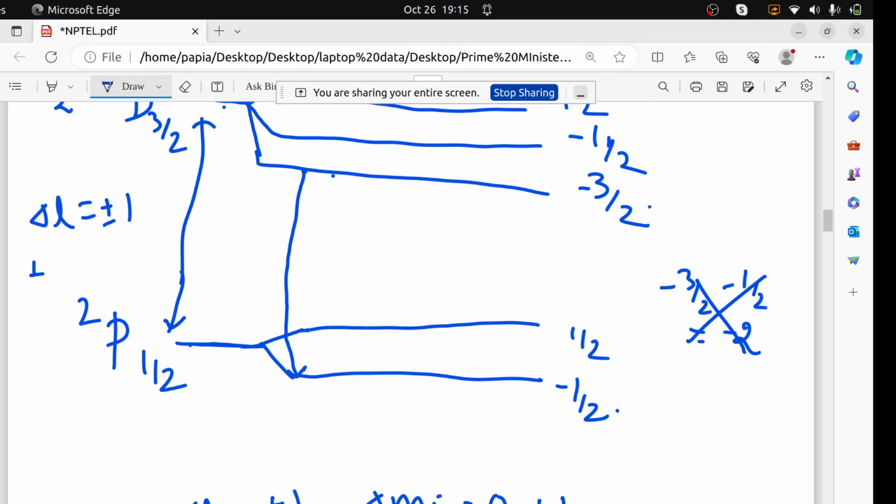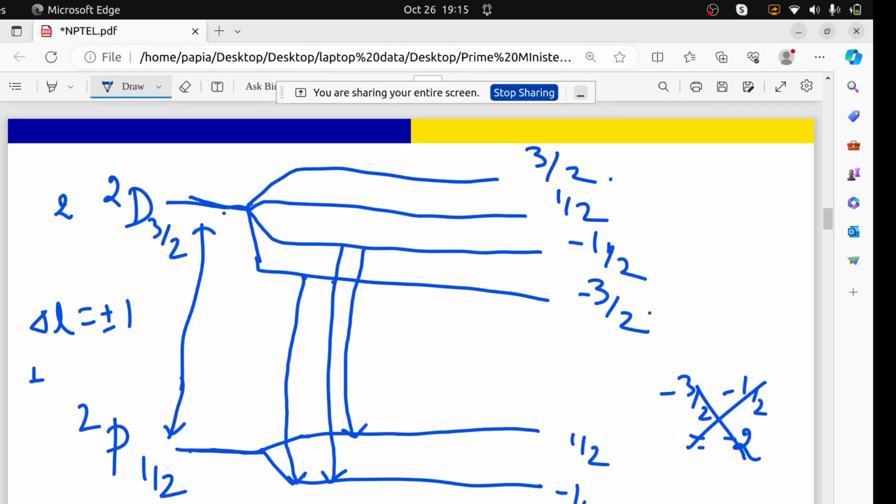Fine. Now coming to minus half. From minus half to minus half there will be one line, because the difference gives 0. From minus half to plus half, from here to here it is giving 0, and from here to here it is giving 1, so that is possible. Now coming to half. From half to half it is also possible, because it is giving 0. From half to minus half it is also possible, because it is giving 1.